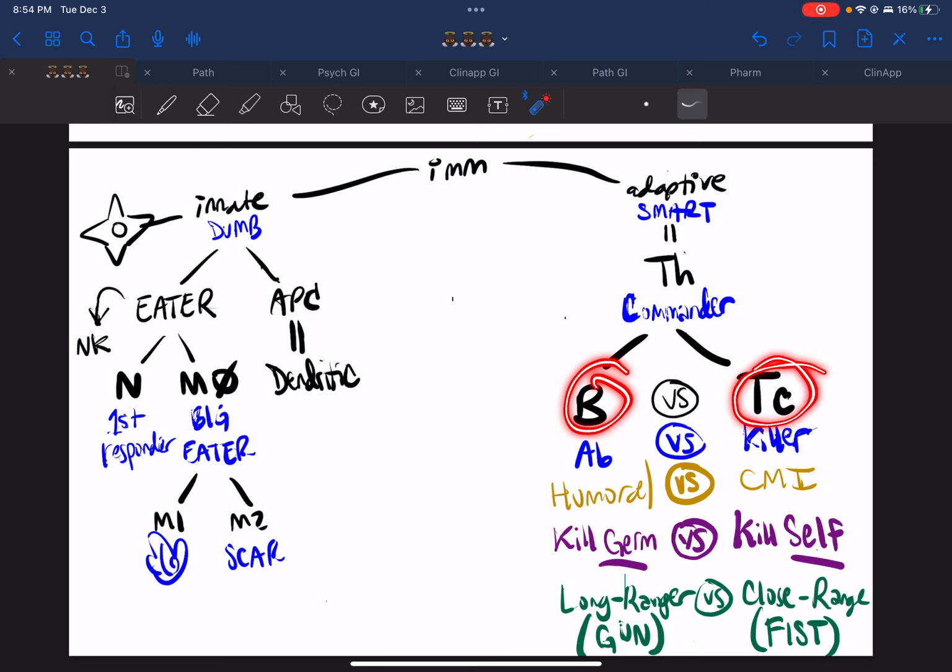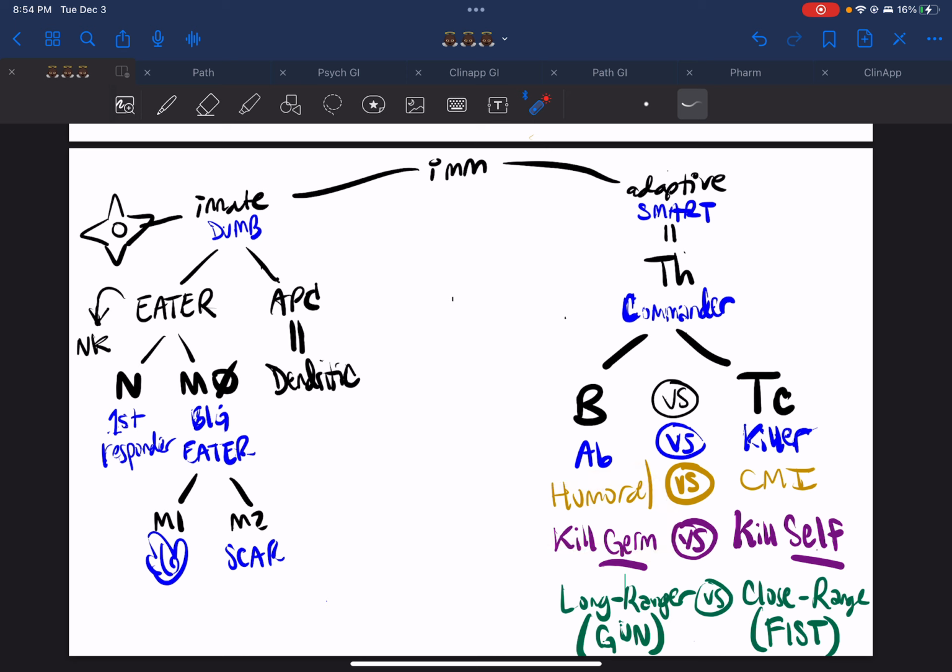B cell versus killer T. Antibodies versus hands-on. No antibody. You just kill the germ yourself. Humoral immunity versus cell-mediated immunity. Killing the germ while it's in the bloodstream versus killing your self cell because the germ has infected your self cell. It's too late to do this. Now you have to do this.